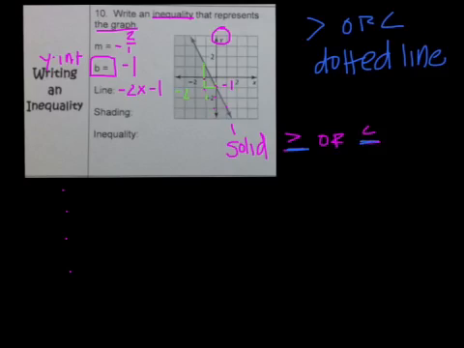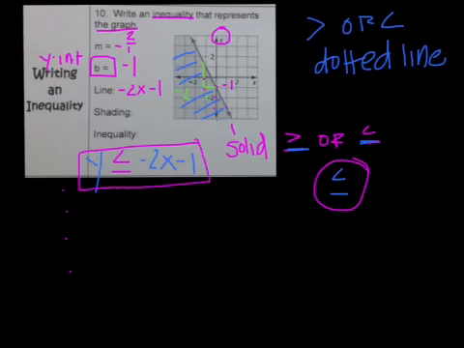Now, how you pick is you have to look at where this is shaded. Since this is shaded this direction, we know that we want it to be less than or equal to. Okay, if it was greater than, it would be shaded on the other side. So let's rewrite our equation. I'm going to have y, and I'm going to have -2x minus 1, and then our symbol we just decided on is this guy, which is less than or equal to. So you would be looking for the answer choice that matches that, okay?